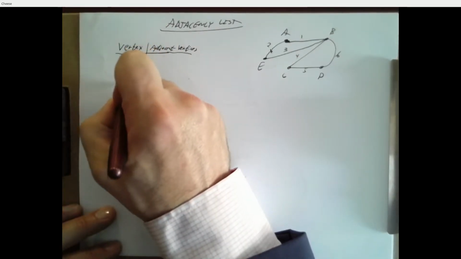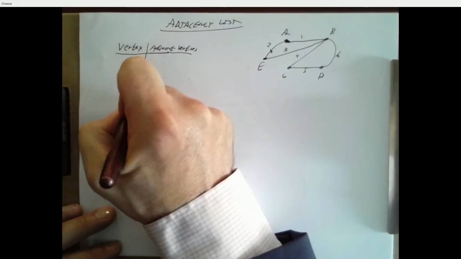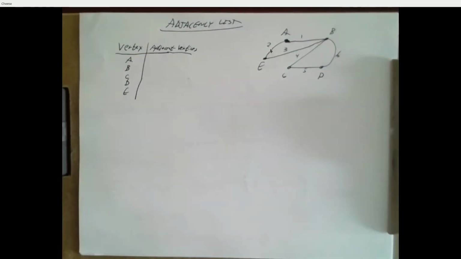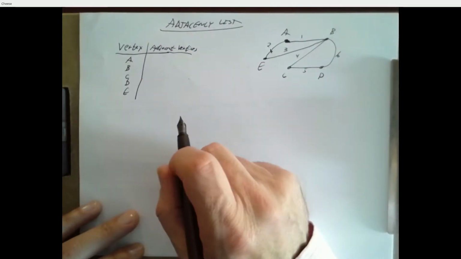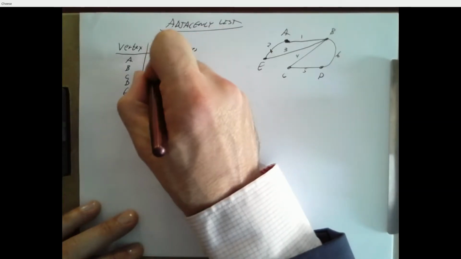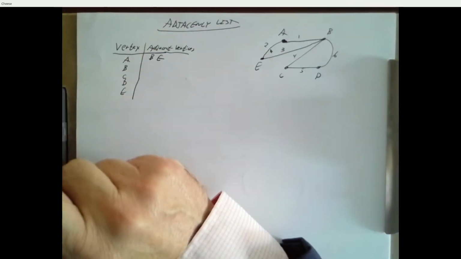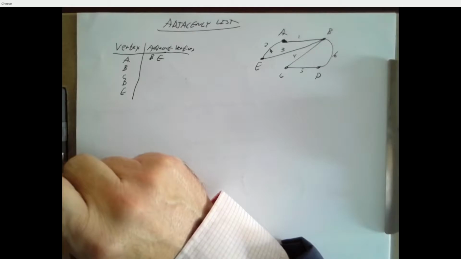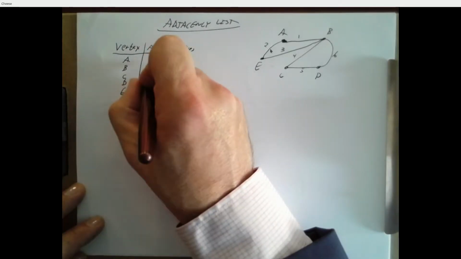So I'm going to have an entry for each vertex, A, B, C, D, E. And for each one, I'm just going to list the vertices that are adjacent, in other words, the vertices that are directly connected by an edge. So which vertices are adjacent to A? B. Which vertices are adjacent to B? C, E, and A. Yeah, D, C, E, and A.